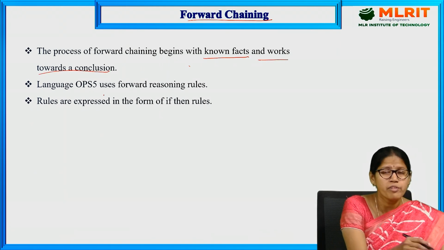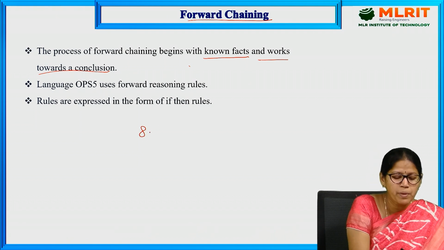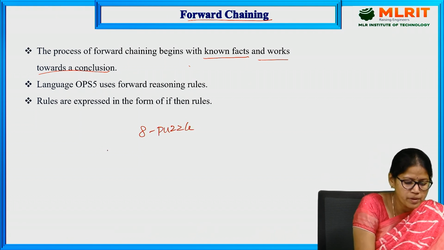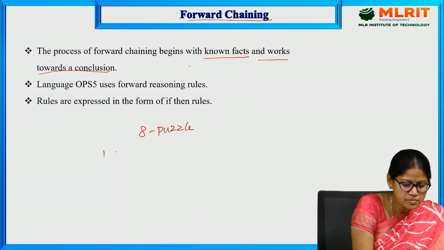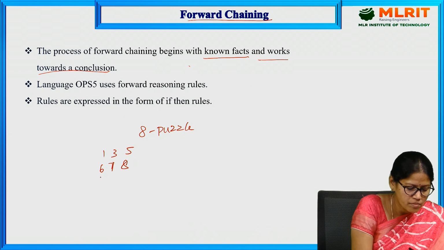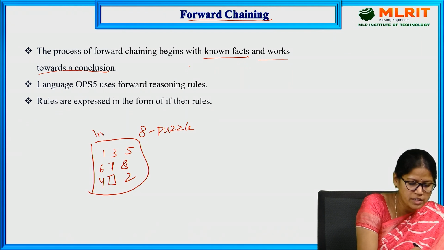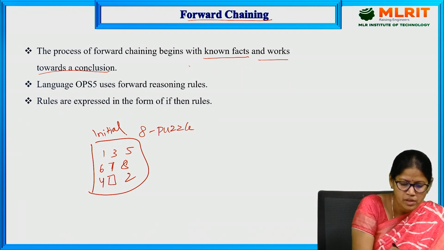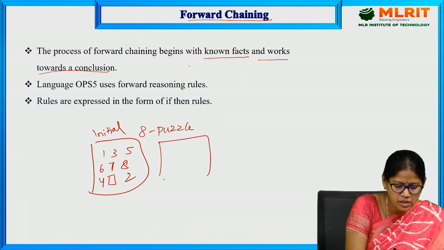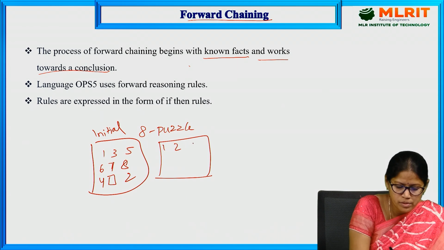Next, for example, if you take the 8 puzzle problem, this is the 8 puzzle initial state, and the goal state is 1, 2, 3.